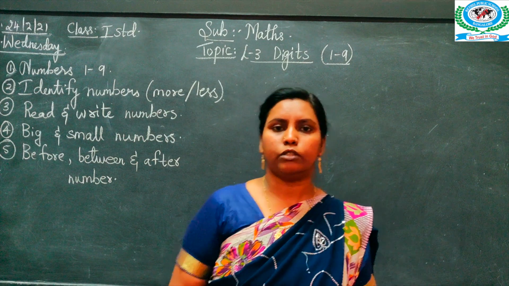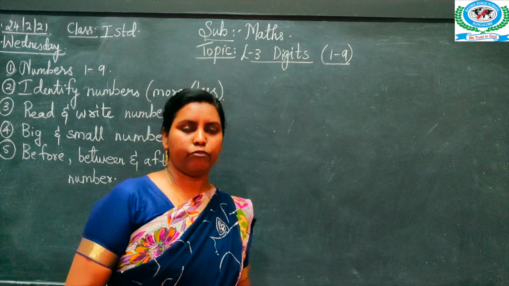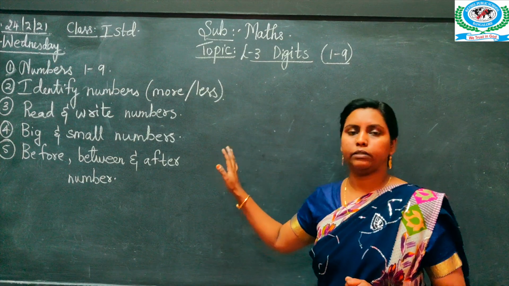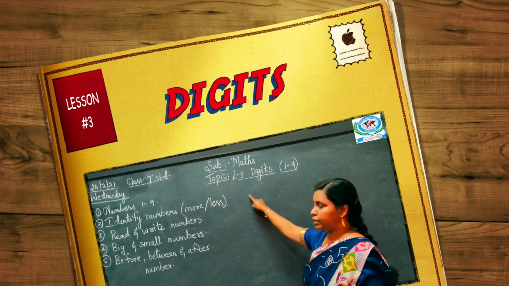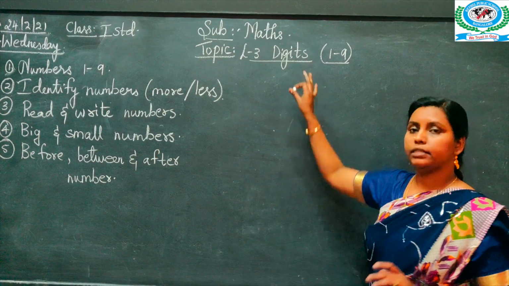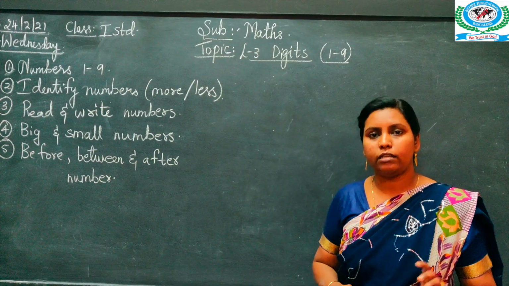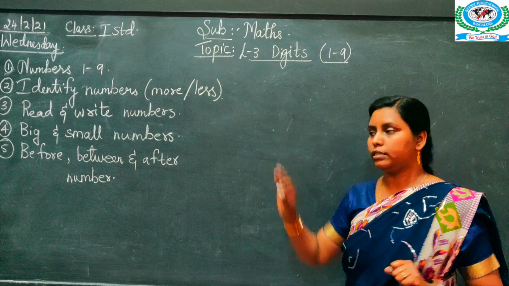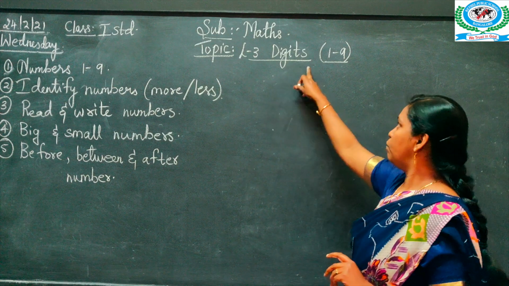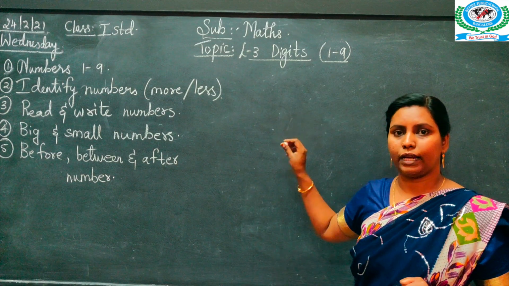Public School. Today we will be discussing math subject for first standard. The lesson which we are going to discuss today is lesson number 3, digits. Fine children. Digits, the word digits mean numbers. We will deal with the numbers from 1 to 9, right?